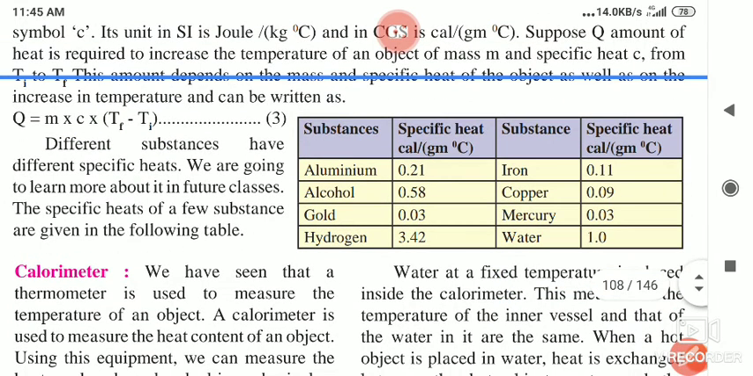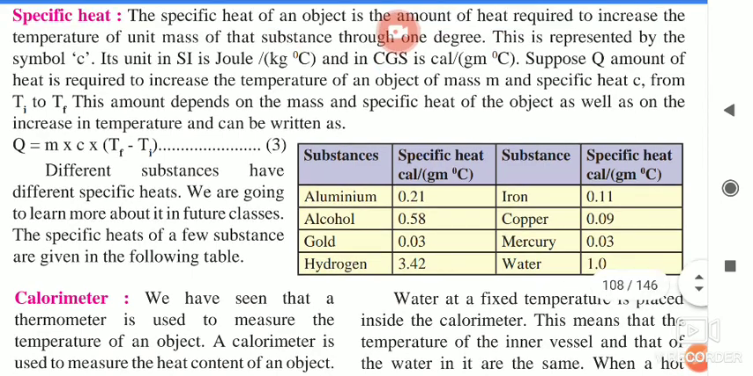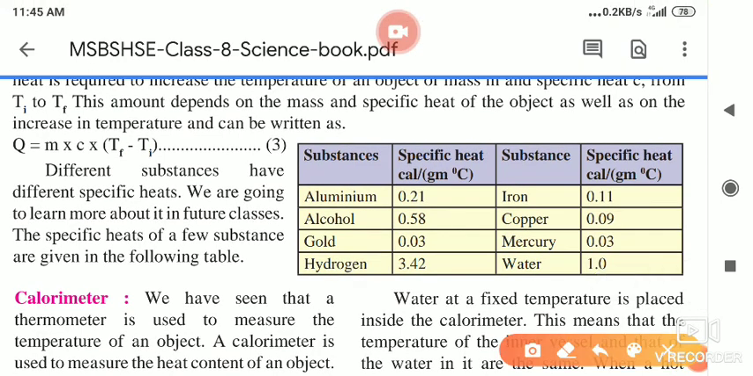Different substances have different specific heats, which means every substance's specific heat is different from the others. We are going to learn more about this in future classes, and the specific heat of a few substances is given in the table. The formula is Q equals m times c times the change in temperature, that is T final minus T initial.